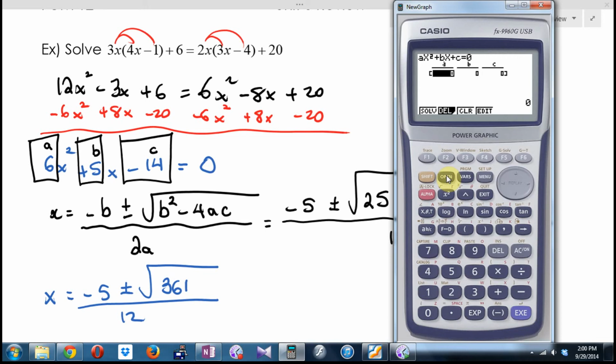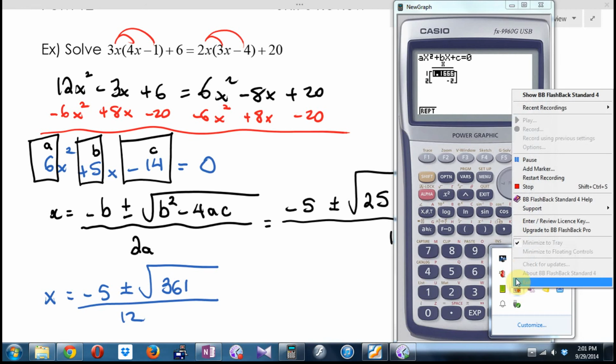Okay. But now you can see A, B, and C. So let's try the equation that I have written in blue, the 6x squared plus 5x minus 14. Let's put A equals 6, and then execute. B equals 5, execute. And then C equals negative 14, execute. And then solve is F1. So I'm going to hit that, and then I'm going to come and help people that couldn't get it to go because they were dozing.